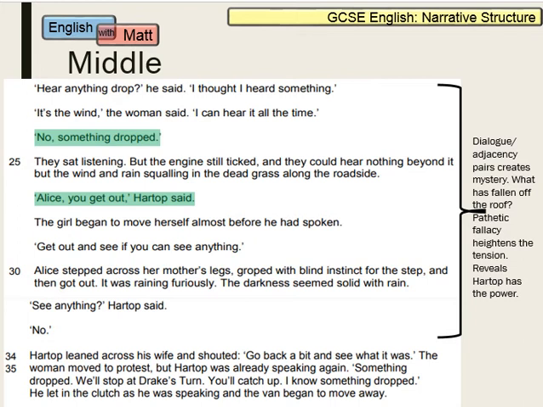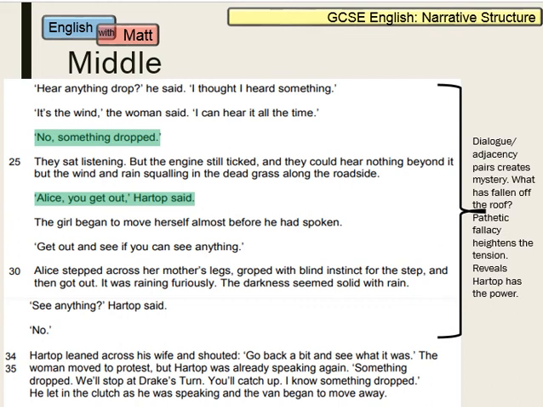Hear anything drop, he said. I thought I heard something. It's the wind, the woman said. I can hear it all the time. No, something dropped. They sat listening, but the engine still ticked, and they could hear nothing beyond it, but the wind and rain squalling in the dead grass along the roadside.